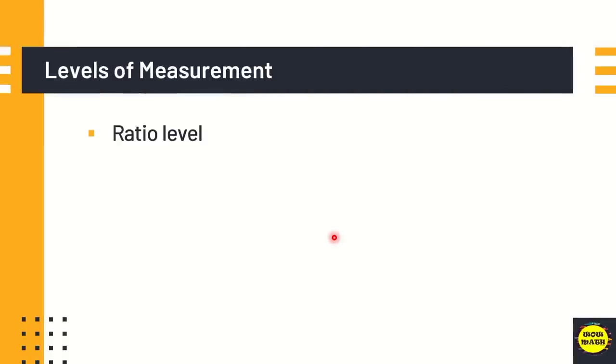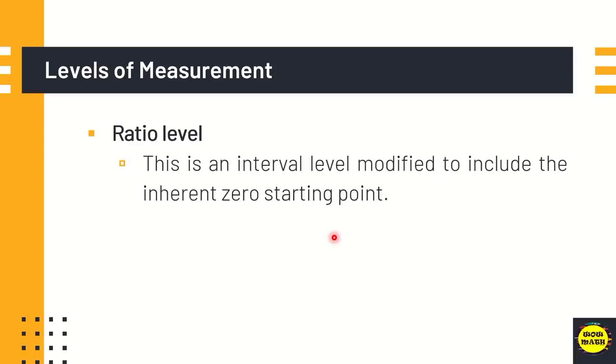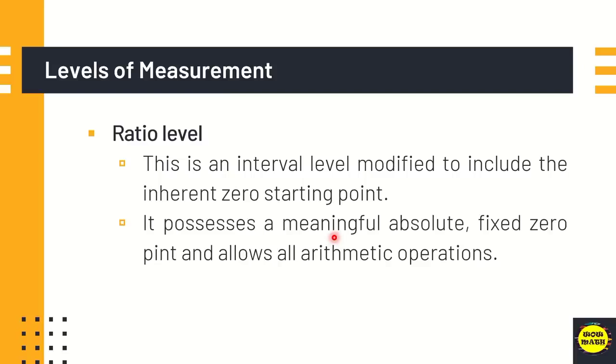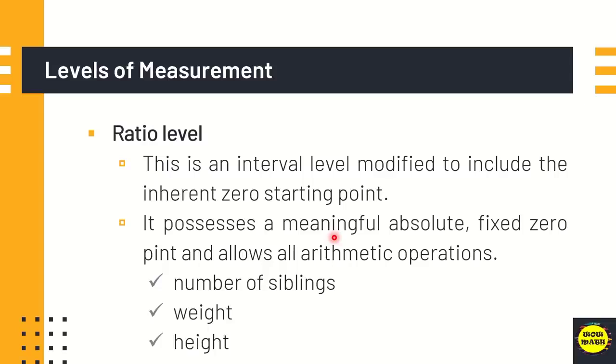The last level of measurement is the ratio level. This is the highest level among the four. This is an interval level modified to include the inherent zero starting point. It tells us that one unit has so many times as much of the property as does another unit. When you say the ratio level, it possesses what? A meaningful absolute fixed zero point and allows all arithmetic operations. For example, the number of siblings, weight, and height. That is an example of ratio level.